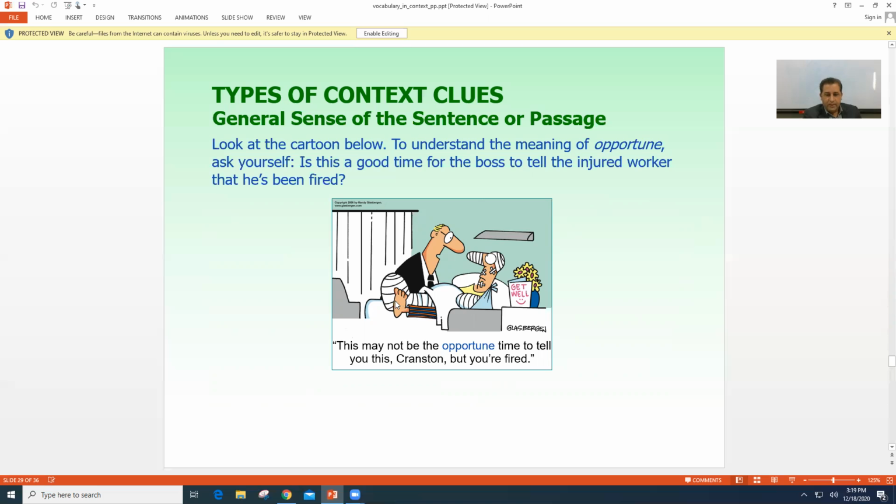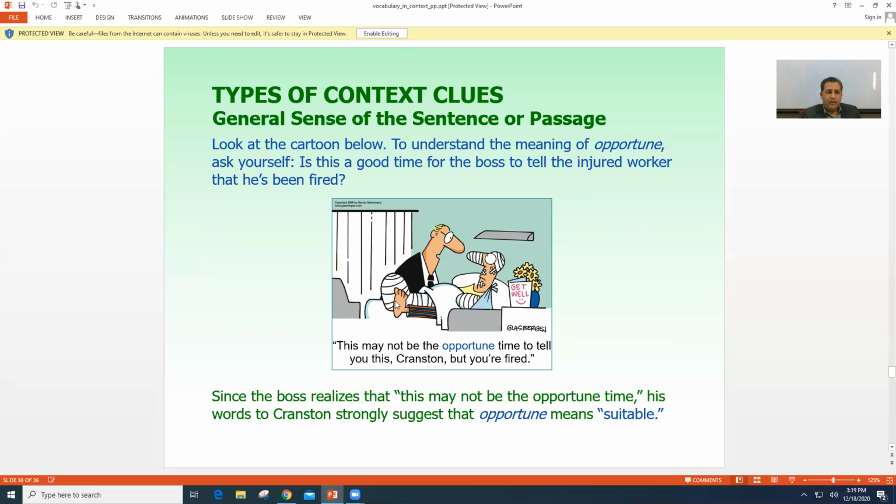Okay, let's check out what it means. Since the boss realizes that this may not be the opportune time, his words to Cranston strongly suggest that opportune means suitable. Of course, it's not a pleasant or suitable time. As I told you, you are not going to figure out the exact meaning every time, but at least you are going to figure out a meaning very close to it, and it can help you understand that particular sentence. Okay, so here the word opportune means suitable or appropriate.